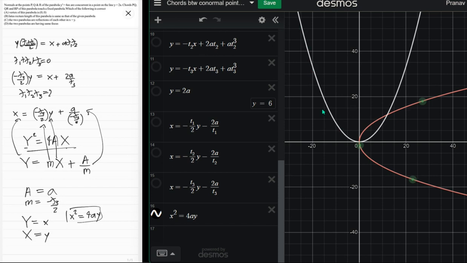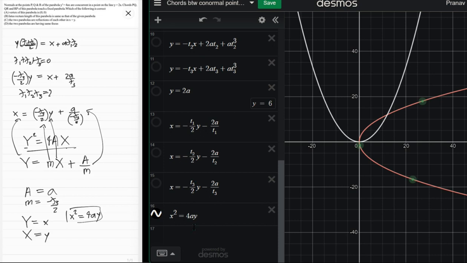So this is the parabola that they want us to find, the fixed parabola, and this is the parabola that they gave us. Now they ask: vertex of the parabola that we want to find, this white parabola, is 0, 0, as you can see. Latus rectum length of this parabola is the same as that of the given parabola. Yes, it is. It's 4 small a, x squared equal to 4ay, the same length, right? The two parabolas are reflections of each other in x equal to y. Very correct. So let's graph x equal to y.